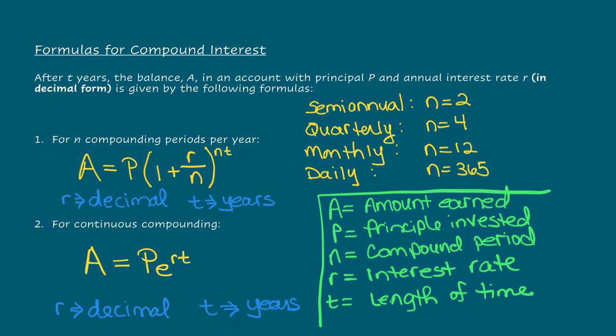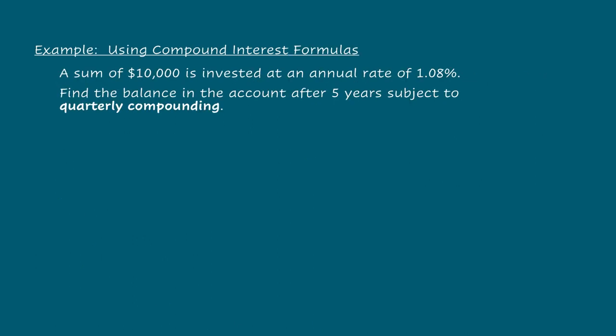Okay, so let's take a look at an example. A sum of $10,000, there's your principal amount, is invested at an annual rate of 1.08%. Find the balance in the account after 5 years subject to quarterly compounding. So we have a sum of $10,000, so there's our P. That's how much we invested, at an annual rate of 1.08%.